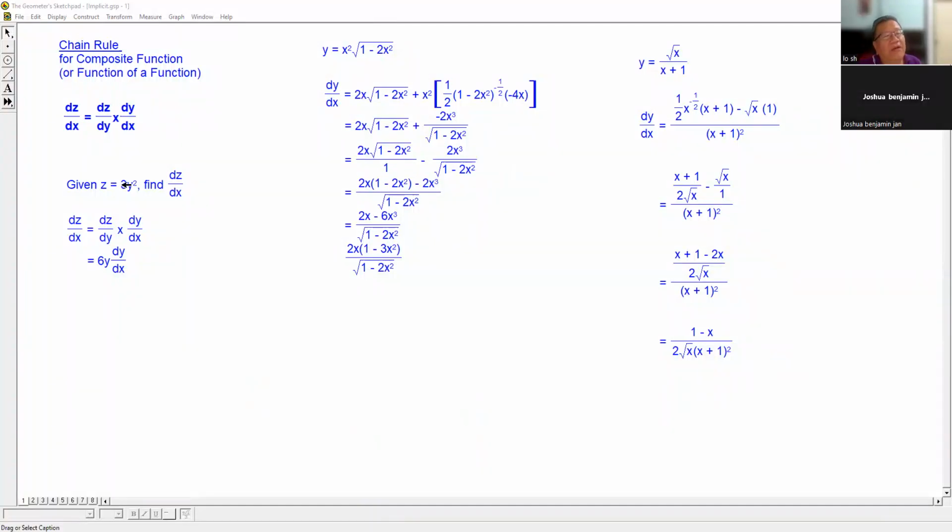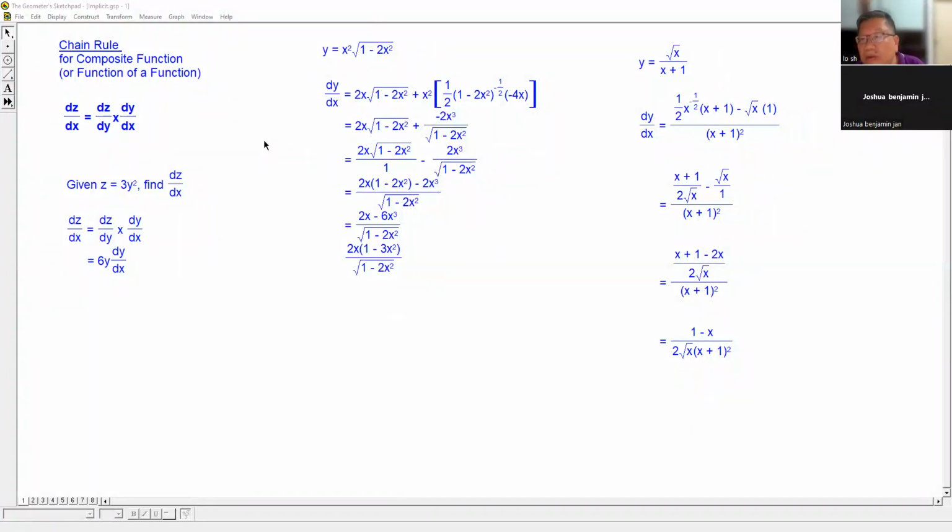So now I have an equation here: z equals 3y squared. The variables in that equation: there are two variables, z and y.